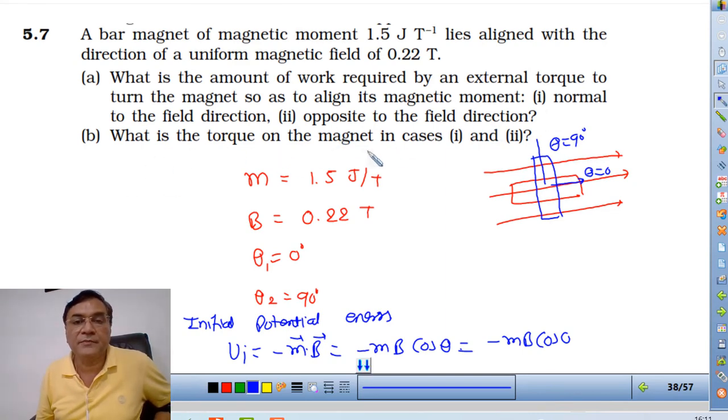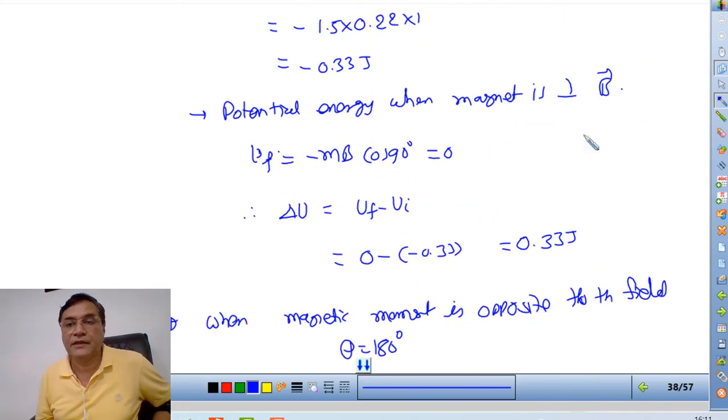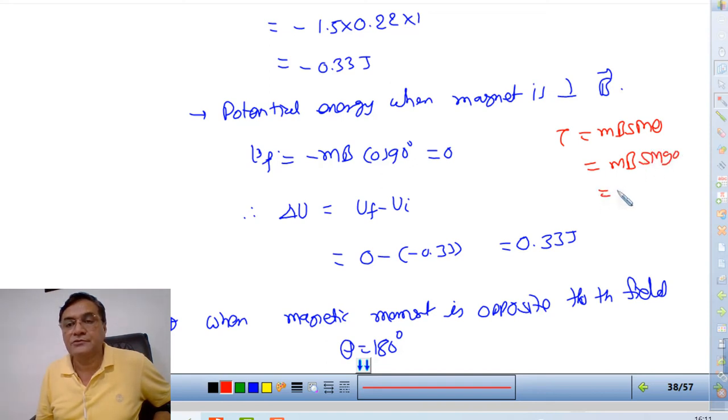What is the torque on the magnet in case 1 and 2? So let me talk about torque in the first case now. Torque here, 90 degree. So torque is equal to MB sin theta. Theta is equal to 90. So this is MB, and we have calculated MB. It comes out to be 0.33 joule and it is positive.